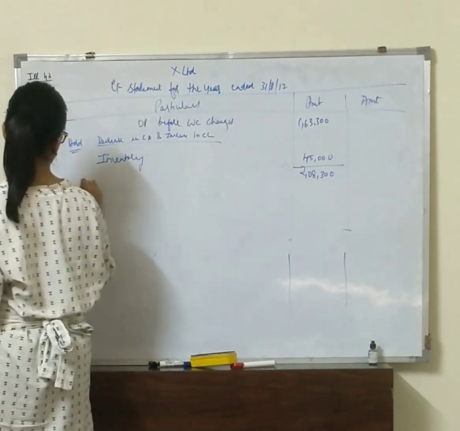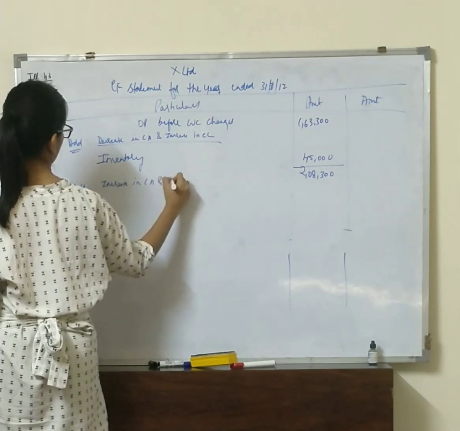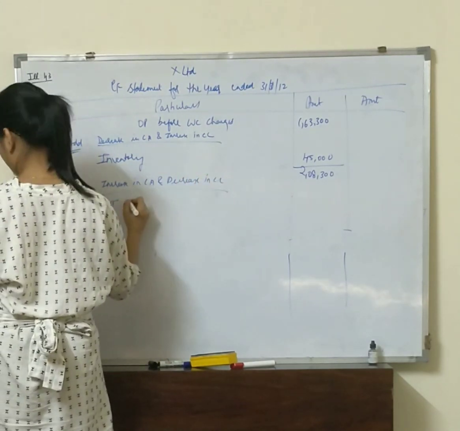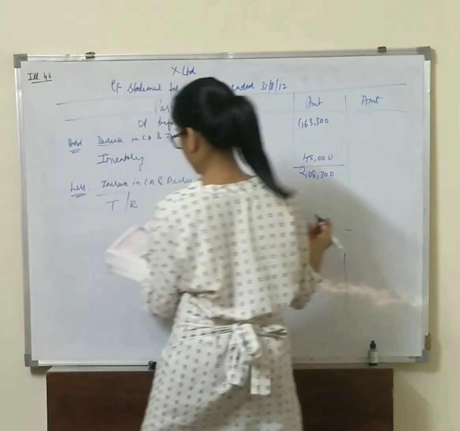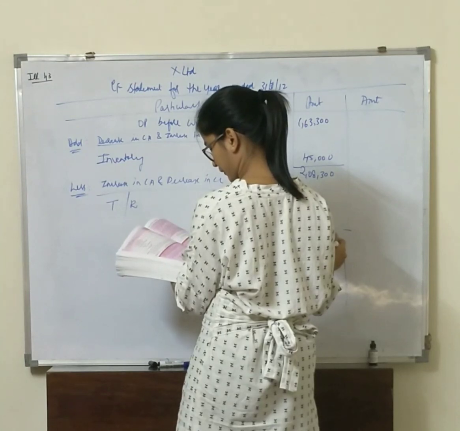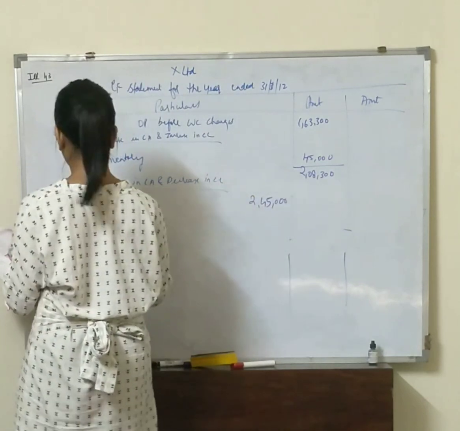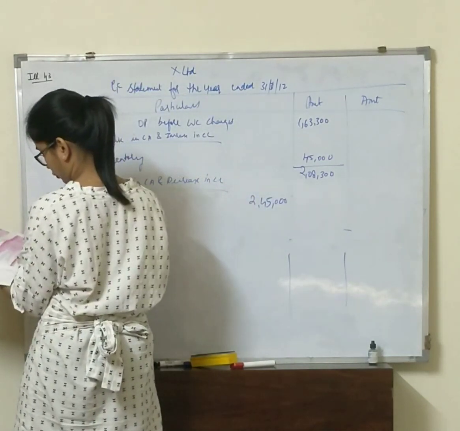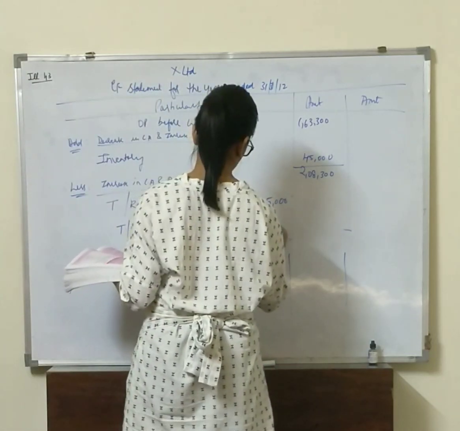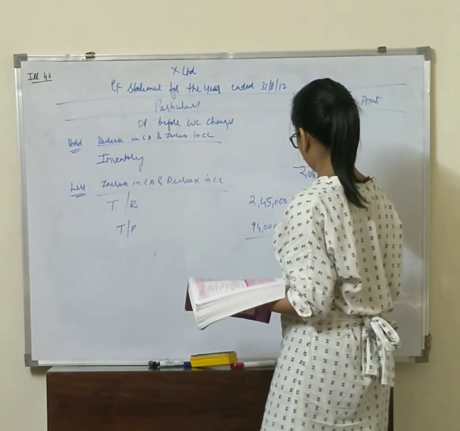2,08,300. Then we deduct increase in current assets and decrease in current liabilities. We have our trade receivables, which has increased from 2,10,000 to 4,55,000, which means it is a 2,45,000 increase. Then we have trade payables. It is decreased from 2,03,000 to 1,09,000. That is 94,000. We get total 3,39,000.